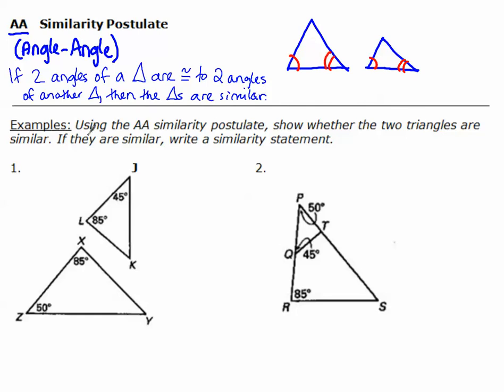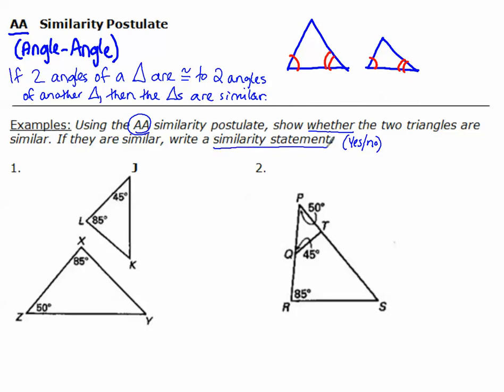Let's do some examples. Using the angle-angle similarity postulate, show whether the two triangles are similar. If they are similar, write a similarity statement. So it says to use the angle-angle similarity postulate to show whether, so that means it's a yes or no question, the two triangles are similar. So they may or may not be. If they are, we'll write a similarity statement.